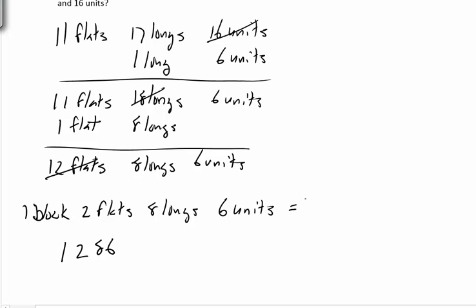But in total number of pieces, I would have, let's see, 2 and 8's 10, 16, so I have 17 pieces total. And if you compare that to the original, in the original I had 11, 17, and 16. So I managed to get that down to a smaller collection of pieces.